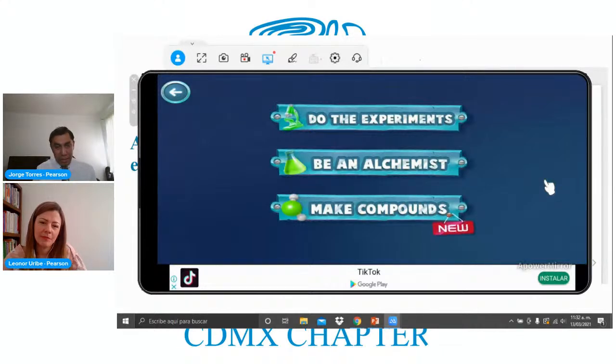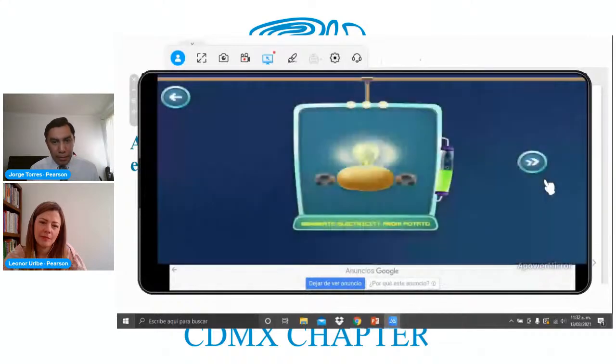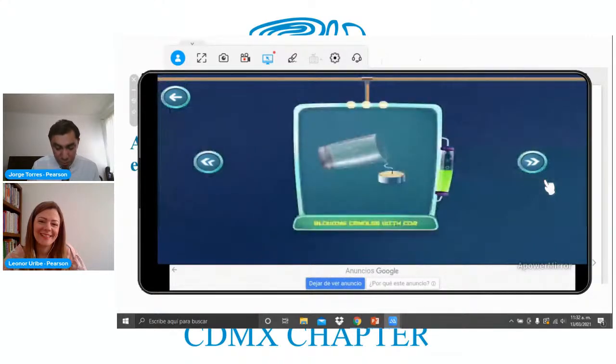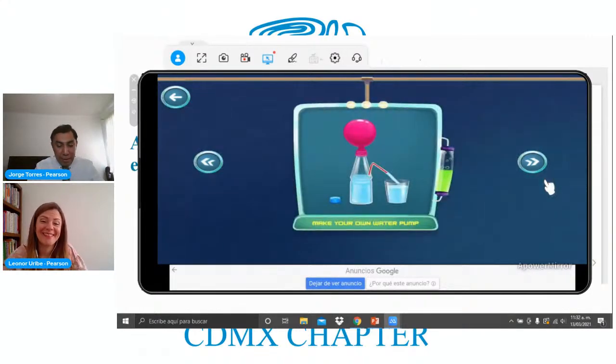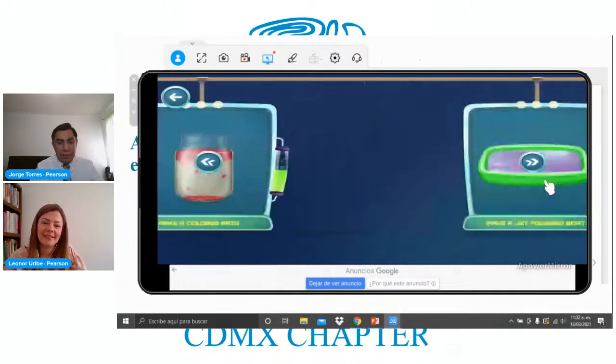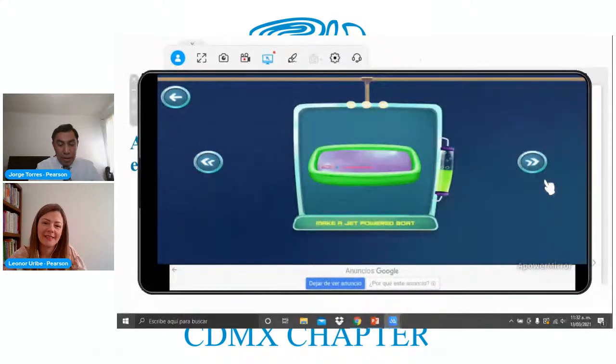Okay, I'm going to click in here, and I think I'm having some lag again. Let's wait a little bit. There you go. So we have different experiments to complete throughout the whole app. For example, this one says generate electricity from a potato, blowing candles with CO2, with carbon dioxide. We can make your own water pump, make a colored rain. We have different experiments. I'm going to choose this one.